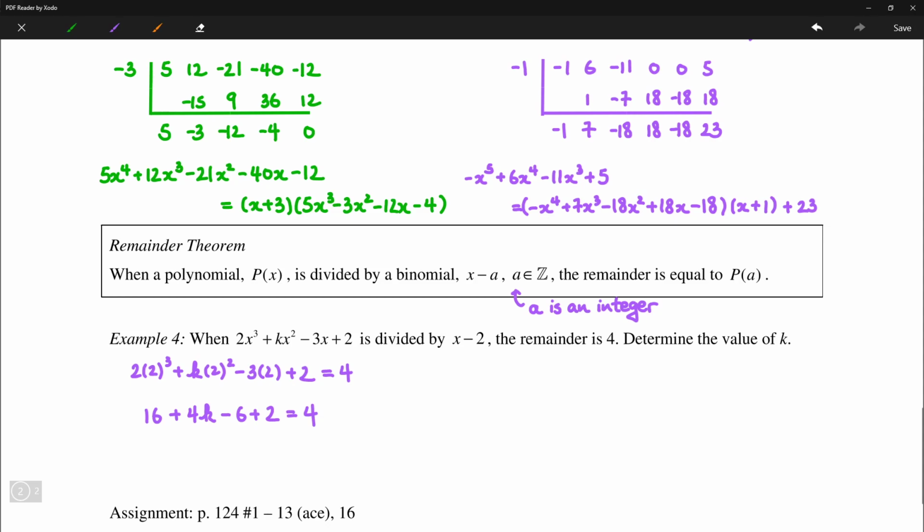Combining everything on the left-hand side, that will be 4k plus 12 is equal to 4. So of course we can divide both sides by 4. That will leave us with k plus 3 is equal to 1. And k is going to be equal to negative 2.